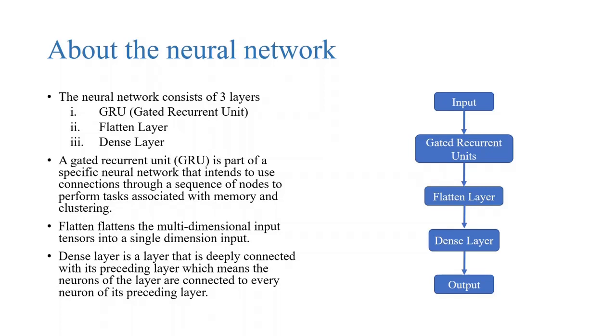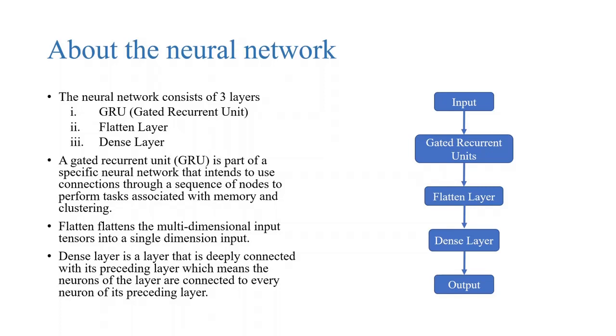And this gated recurrent unit layer will be having output in multiple dimensions. So to reduce the dimension, we have made use of a flatten layer. So what does the flatten layer do? The layer just flattens the multi-dimensional input tensors into a single dimensional input. So the output of the flatten layer is given to the dense layer.